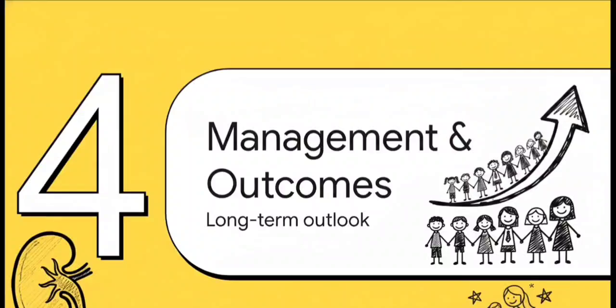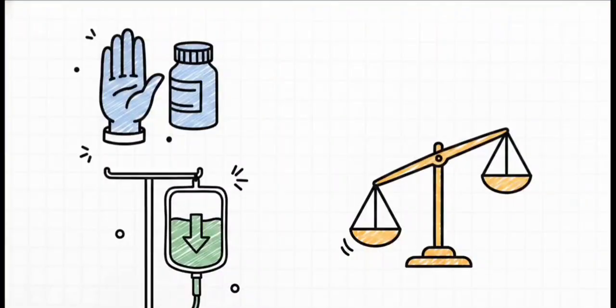Section 4, Management and Long-Term Outcomes. The absolute immediate goal when you're managing this on the ward is stopping the offending agent. If this is medication-induced, simply swapping out furosemide for a thiazide diuretic can very often halt any further calcium deposition. Why? Because thiazides actually decrease urinary calcium excretion.